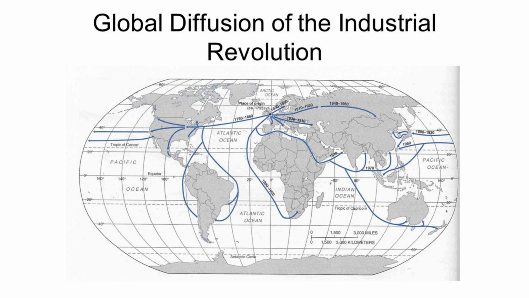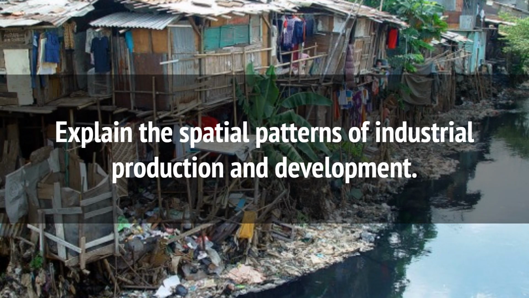All right, know the path. England to Europe and the United States. And then I should say England to Europe and English colonies. And then eventually it trickles down to the rest of the world. Definitely a hierarchical diffusion path.